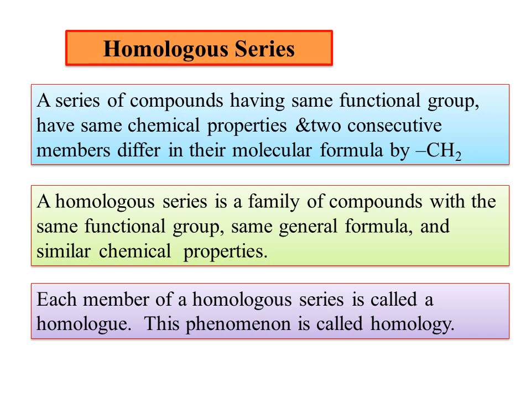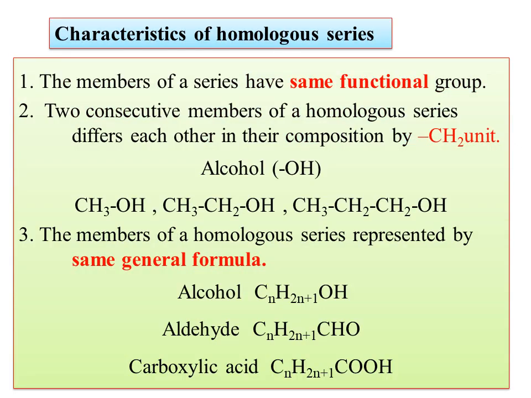Homologous series is a family of compounds with the same functional group, the same general formula and similar chemical properties. Each member of the homologous series is called a homologue, and the phenomenon is called homology. Homo means same. They have the same functional group and they either increase or decrease by a CH2 group. Such a series we call a homologous series.